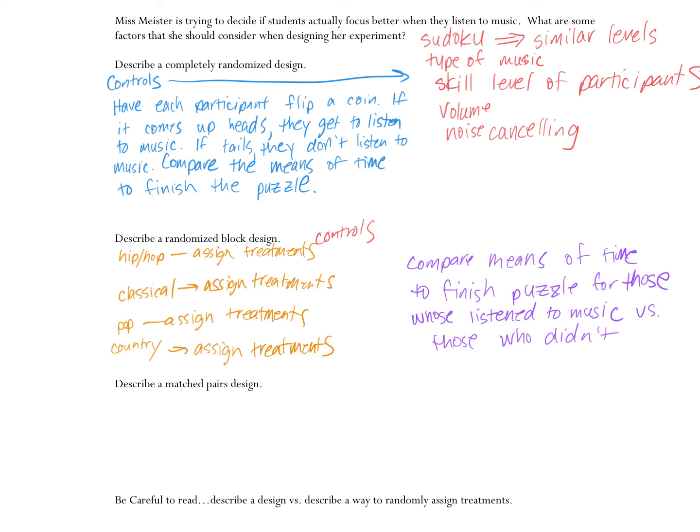All right. Now, I want you guys to be really careful. Sometimes they're going to ask you to describe how you would run an experiment. Sometimes they're going to ask you to describe how you would assign the treatments, and those are two different things. Everybody good? If it's just assigning treatments, you just need to talk about the random assignment part. You don't have to do the controls. You don't have to do the response variable piece.